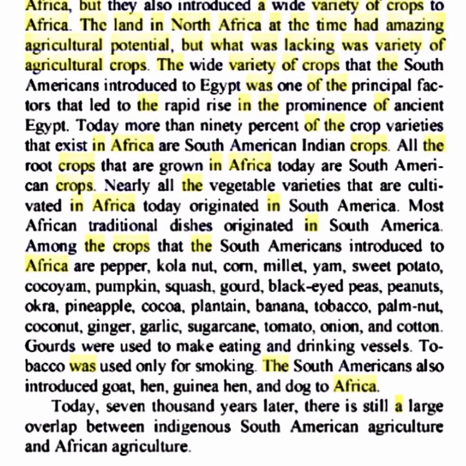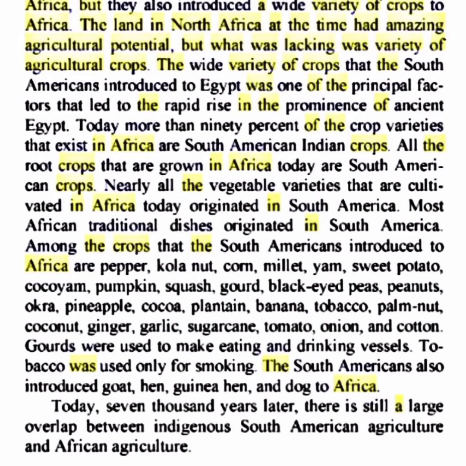Today, more than 90% of the crop varieties that exist in Africa are South American Indian crops. All of the root crops that are grown in Africa today are South American crops. Nearly all vegetable varieties that are cultivated in Africa today originated in South America. Most African traditional dishes originated in South America. Among the crops that the South Americans introduced to Africa are pepper, cola nut, corn, millet, yam, sweet potato, cocoa yam, pumpkin, squash, gourd, black-eyed peas, peanuts, okra, pineapple, cocoa, plantain, banana, and tobacco. Palm nut, coconut, ginger, garlic, sugarcane, tomato, onion, and cotton.